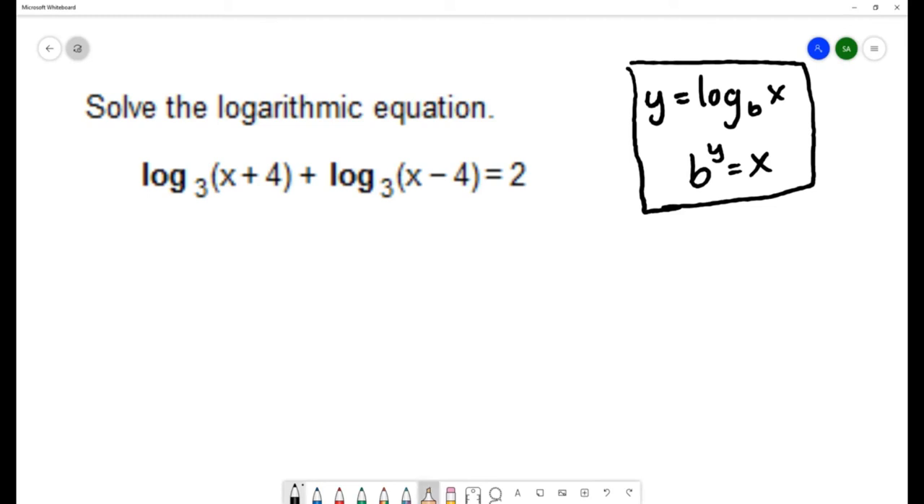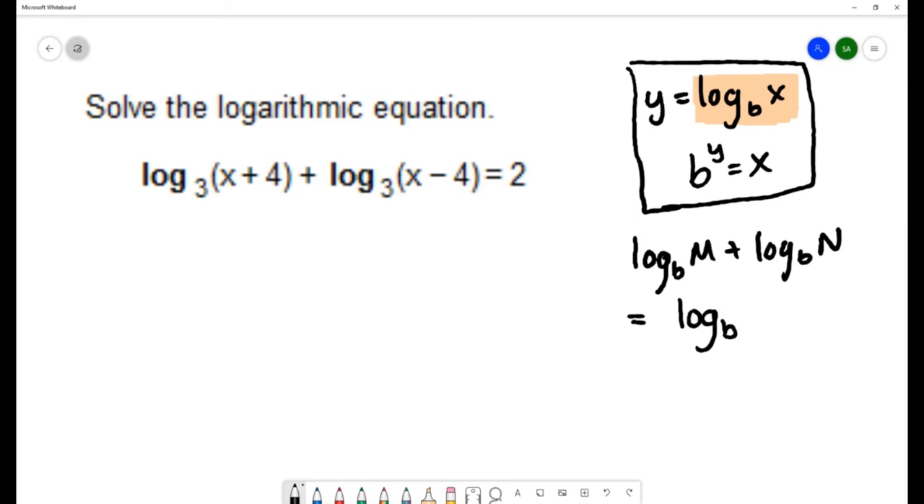In order for us to do that conversion, we need to have a single log on one side of the equation. We have the sum of two logs on the left, so we're going to use one of our condensing properties, which is called the product rule. The product rule says that if we have log base b of m plus log base b of n, we can condense that to a single log base b of m times n. So hopefully you see where this gets its name. It's the product rule because we multiply the m and the n together.